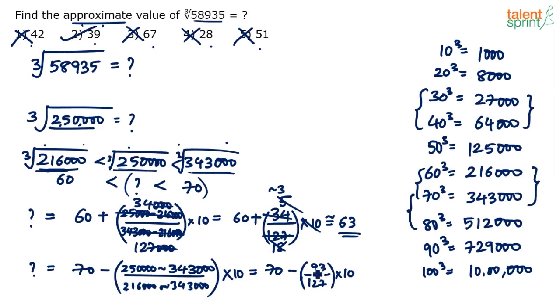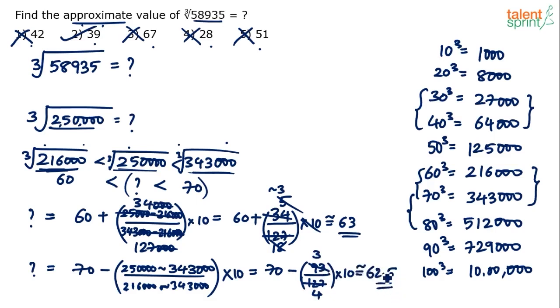Now simplify this. I think this is like 31 into 3. 31 into 3 is 93, 31 into 4 is 124, close to 127. The only approximation here is we are considering 127 as 124. Very close to 127. So 3 by 4, which is 0.75. 0.75 into 10 is 7.5. So 70 minus 7.5. How much is 70 minus 7.5? 62.5. So we're getting the answer as 62.5.